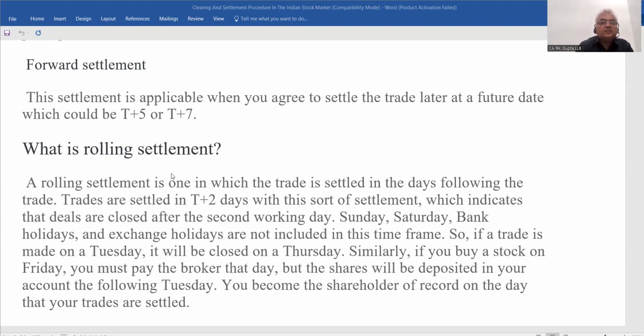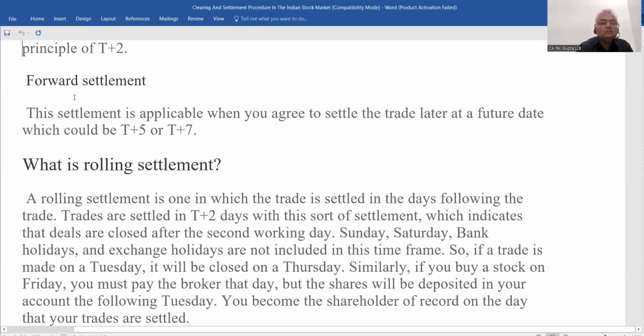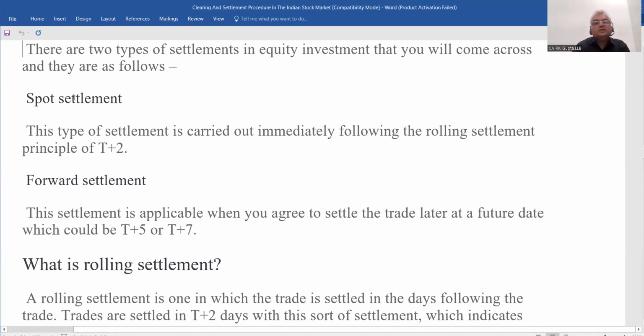So let us see the types of settlement. The first is the, एक तो on the spot settlement. So this type of settlement is carried out immediately.